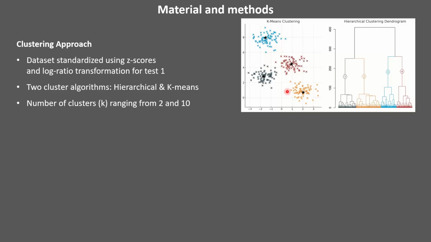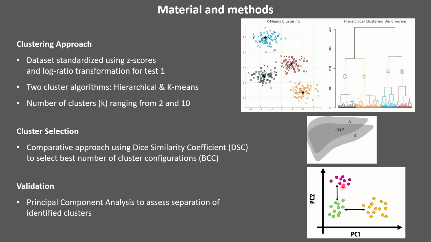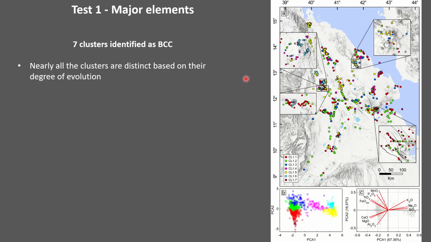In both cases, we made the clusters range from 2 to 10, and to select the best number of clusters, we compare the results of the two clustering methods using the dissimilarity coefficient, which basically measures the overlap between the two clusters. Lastly, we perform the principal component analysis to reduce the dimensionality of the dataset and assess the separation of the identified clusters and also evaluate the goodness of the clusters themselves. So let's move to the results.